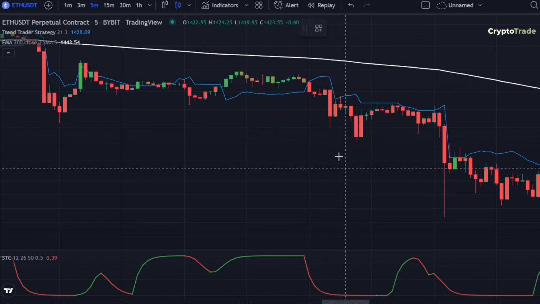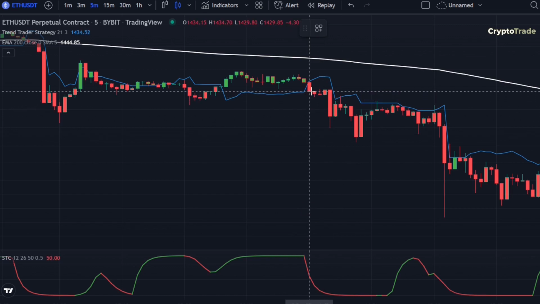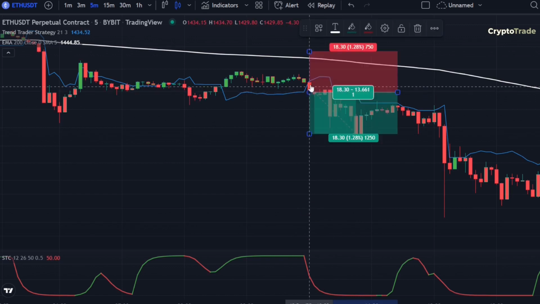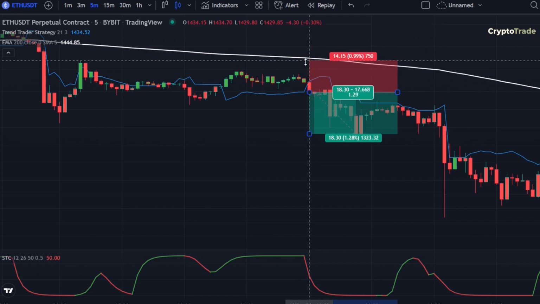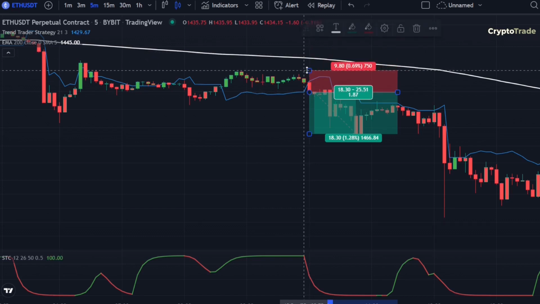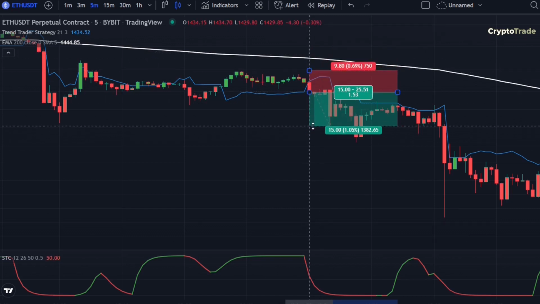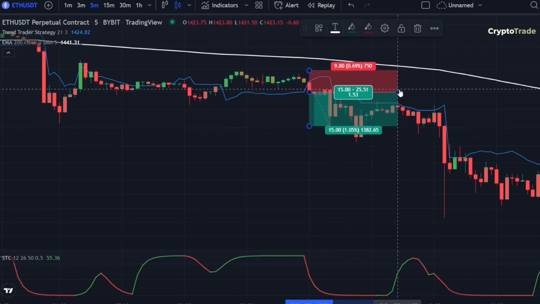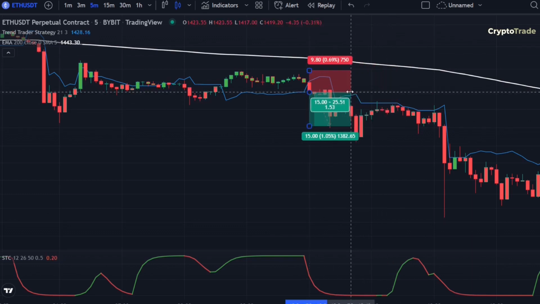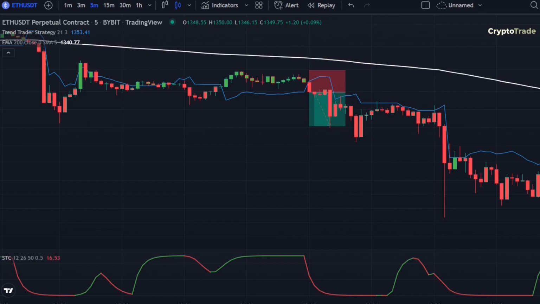If these conditions are met, place a sell order at the close of the red candle that has closed below the blue line. Place the stop loss above the nearest swing high. The risk-to-reward ratio will be set to 1 to 1.5. I hope you have understood the selling strategy.